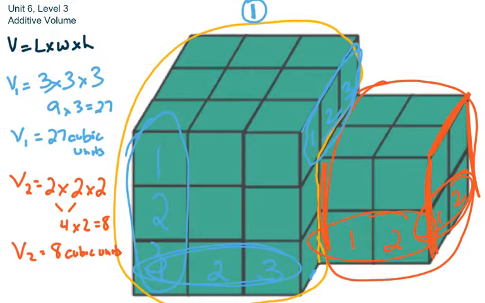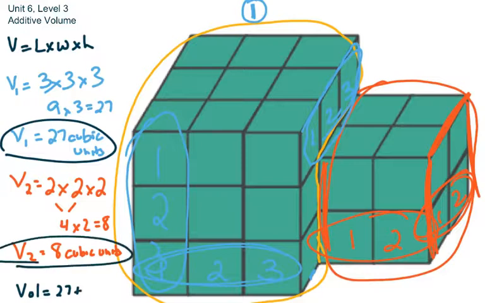So now if I wanted to find the total volume, which I'll put here in black, the total volume is going to be the volume of figure number 1, which is 27, plus the volume of figure number 2, which is 8. So I'm going to take 27 plus 8, which is going to give me a total of 35 cubic units. Again, additive volume is just like regular volume, only now you have to split it up. Find the volume of both, and then add those two volumes together.